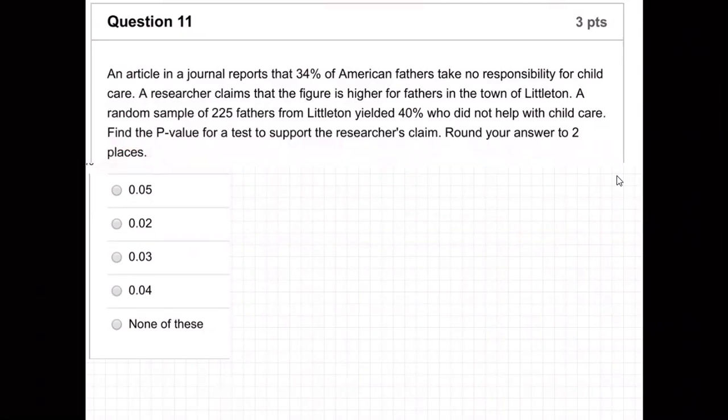All right, another hypothesis test. You know what we do. First step, claim. Got to start with the claim. Always start with the claim. So what is being claimed? A researcher claims, they even use the word, that the figure is higher for fathers in Littleton.